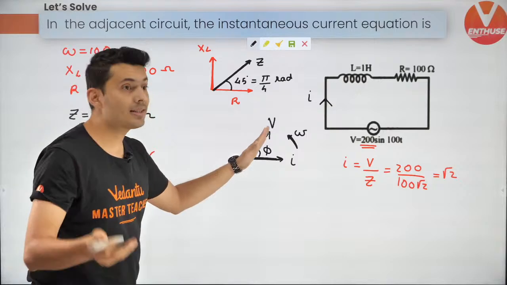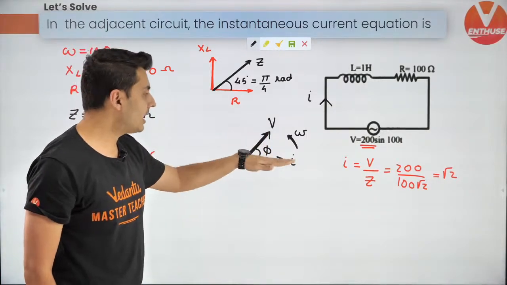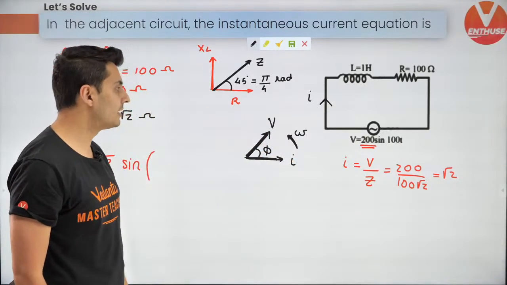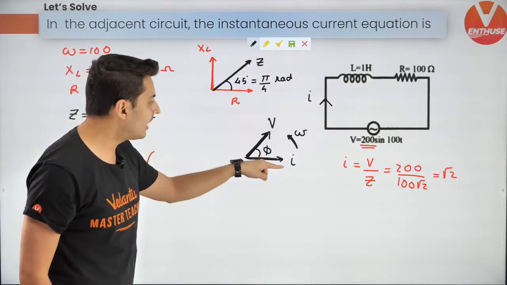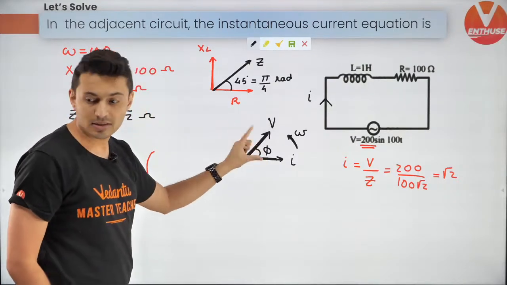So think about it. Who is ahead of whom? Is voltage ahead of current, or is current ahead of voltage? Obviously, voltage is ahead of current. You can see that in this phasor diagram.